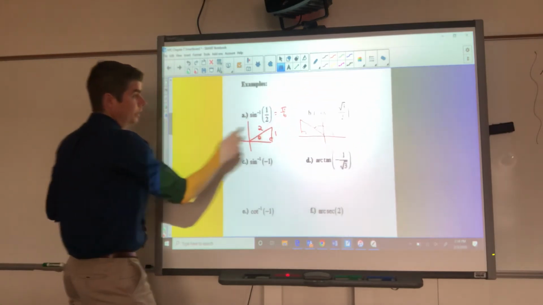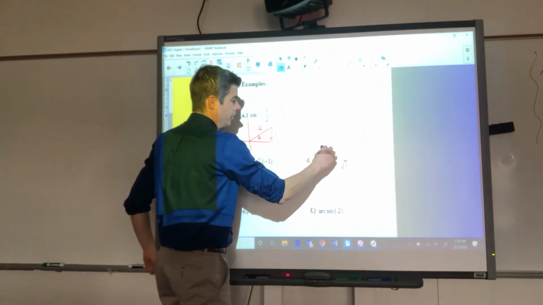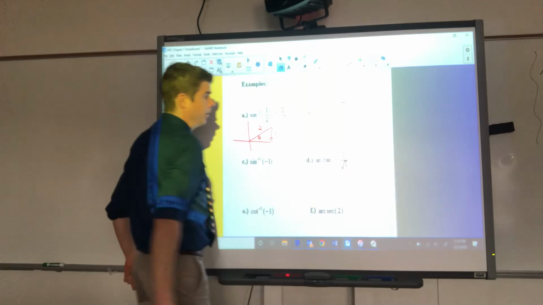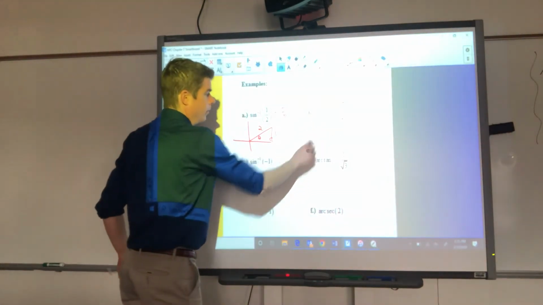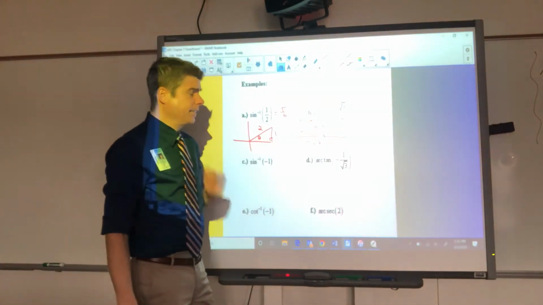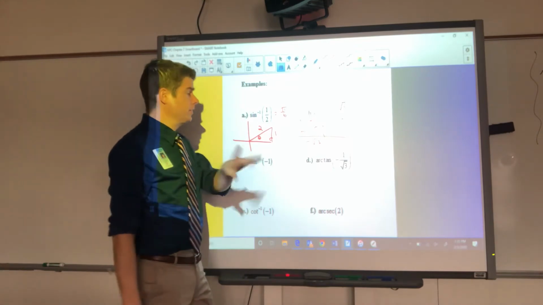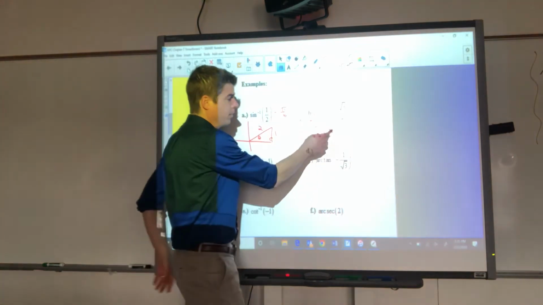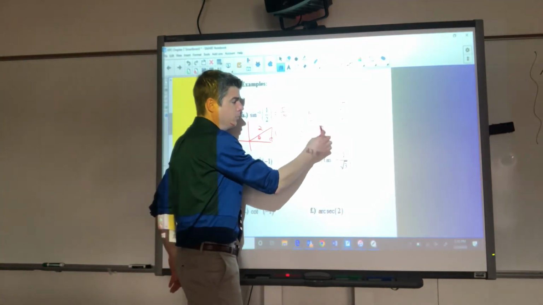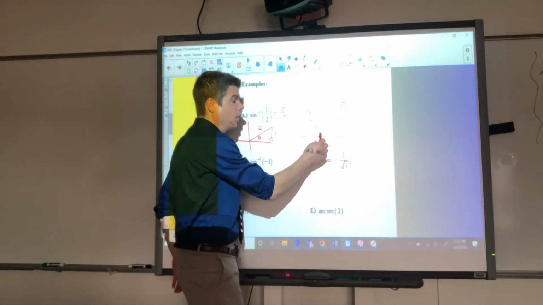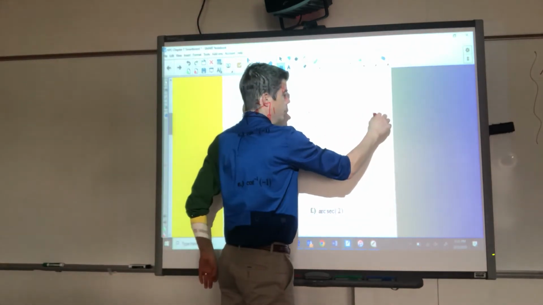So cosine, I would draw negative root 3 to 2, here's a 1. And again, I think about, okay, well, that's a 30-degree reference angle, but it's a 30-degree reference angle in quadrant 2. I'm looking for this obtuse angle. That obtuse angle is 150 degrees, or 5 pi over 6.